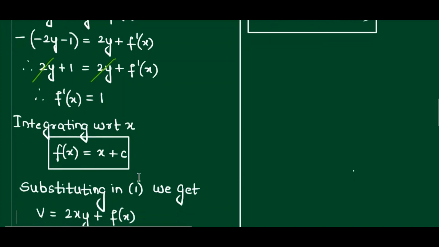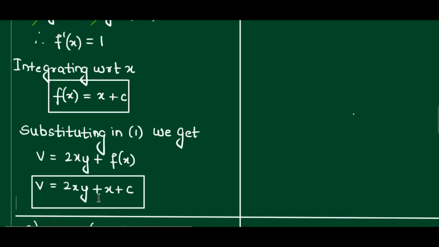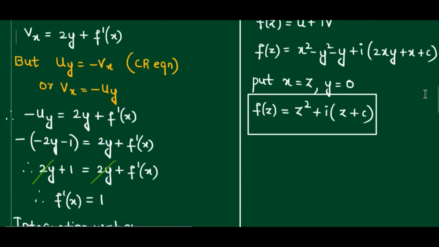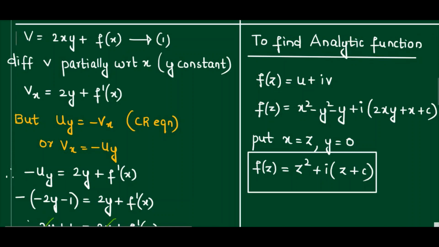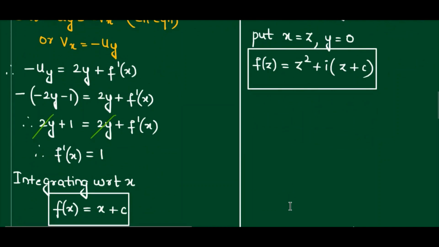Thus we can substitute in the given and found out equation v, which is 2xy plus f of x, and here you put f of x as x plus c. Thus we have obtained the second part of the question. Now next we are going to move on to the third part, that is to find the analytic function. Since we know the equation for u and we have found out v, we are going to substitute u and v in this equation. And since this is in terms of x and y, if you want to convert in terms of z, you have to take x as z and y as 0. This is done using Milne-Thomson method, and thus we have obtained f of z.